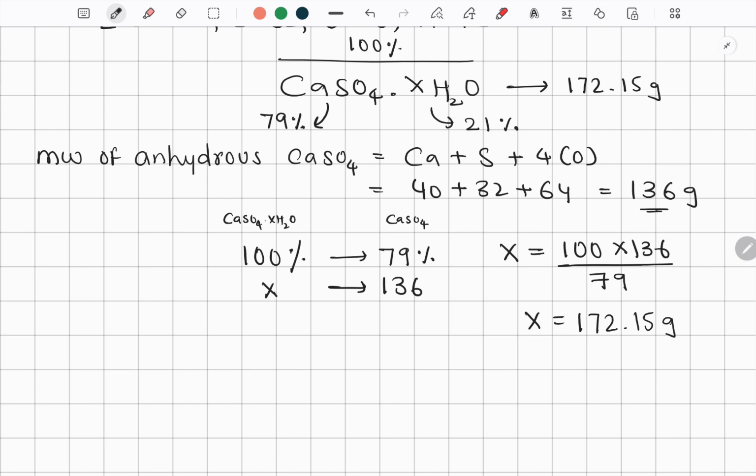Okay, so if I remove the 136 from the 172.15 gram, I will get to know the value of XH2O. Am I right?